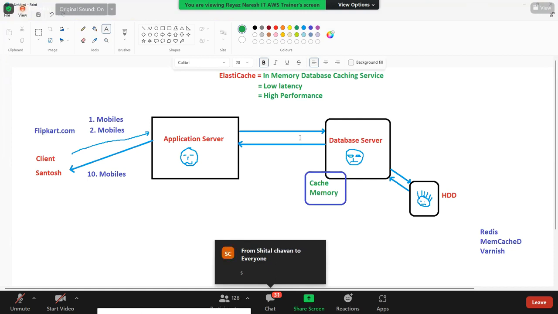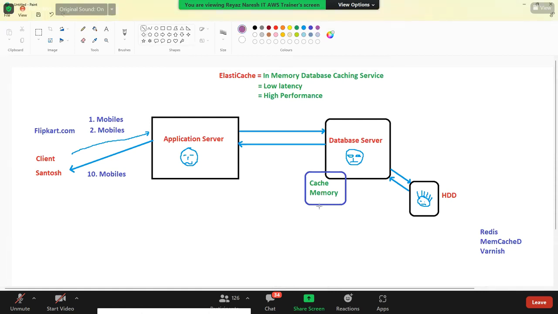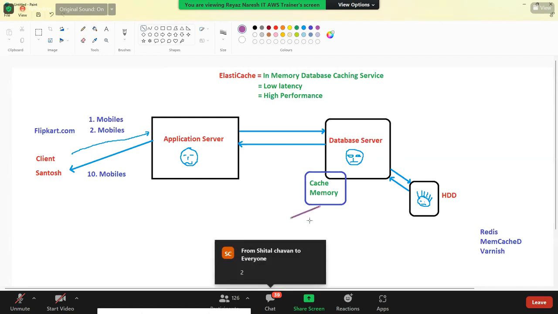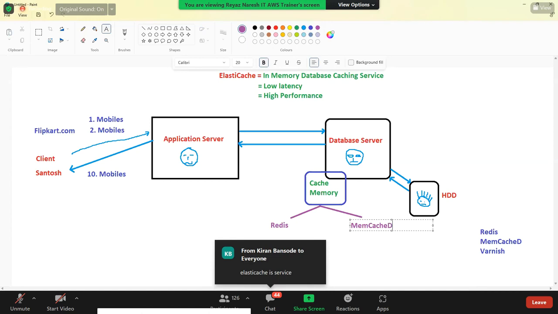Yes. So just as we have RDS, RDS is a service and it has 6 engines, right? The same way, ElastiCache is also a service, and it has 2 engines. How many engines are there in ElastiCache? 2 engines. What are those 2 engines? As we discussed, number 1 is Redis and number 2 is Memcached. There is no Varnish. Varnish is not available. Only 2 engines, Redis and Memcached.